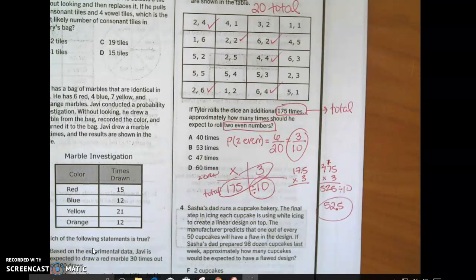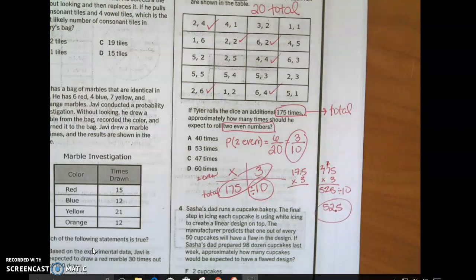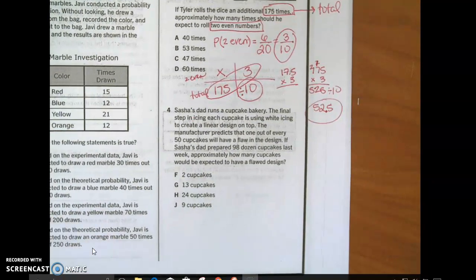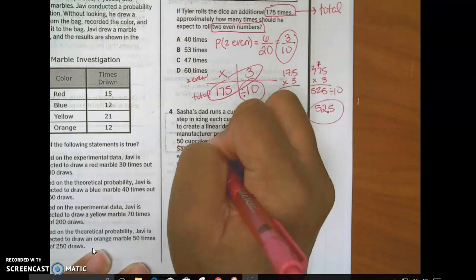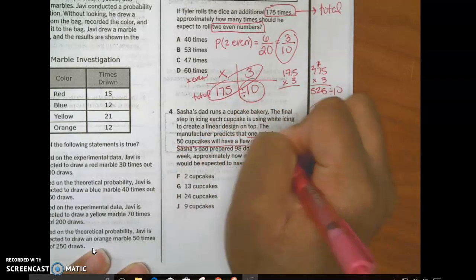What else did you have questions on? Number 4. 4 on the same page. So let's look at Sasha, or well, Sasha's dad. He runs a cupcake bakery. The final step in icing each cupcake is using white icing to create a linear design on top. The manufacturer predicts that 1 out of every 50 cupcakes will have a flaw in the design. What do I have there? Flaw. 1. Not 1/5, but 1/50th. Good. They give me a ratio here. 1 out of every 50 will be flawed.